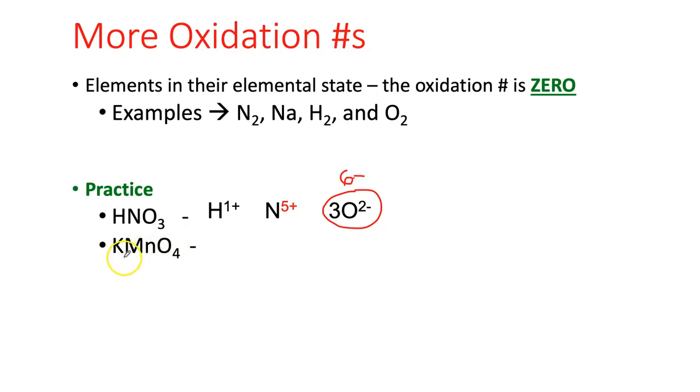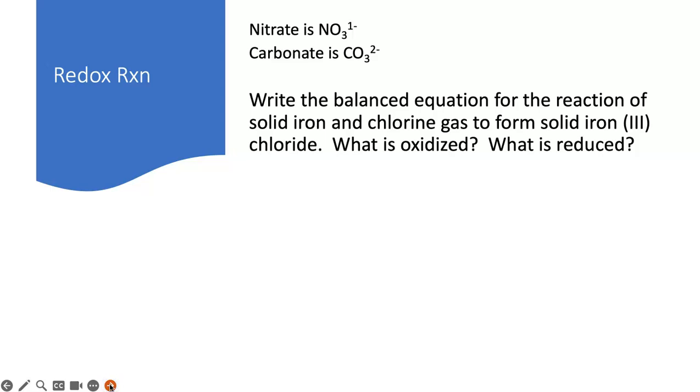All right, and so in this one, I'm going to ask you to find Mn. Hopefully you said something like a 7+, because again, as we have these 4 O's that are each a 2 minus, that's going to be an 8 minus charge. Then we've got our potassium, which is +1 because it's a group 1 metal, to give us Mn with a +7. All right, and so here's a great time for you to practice these. We've got a redox reaction for you right here. See what you can do.